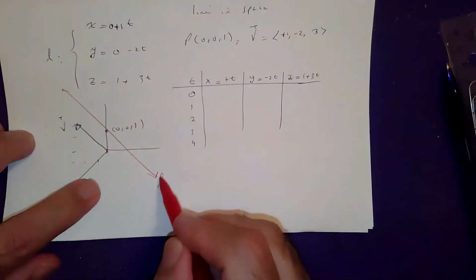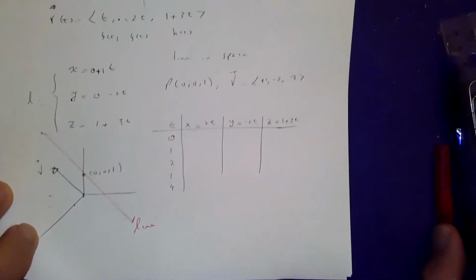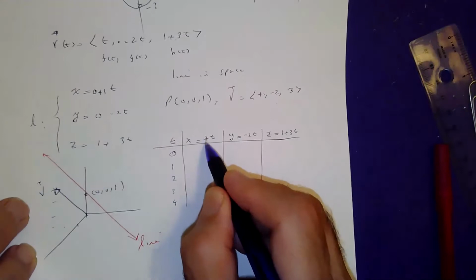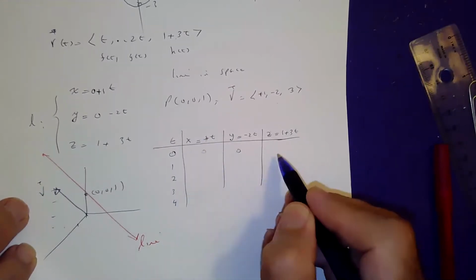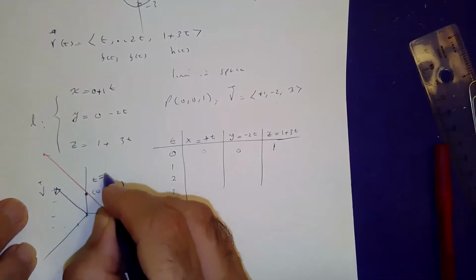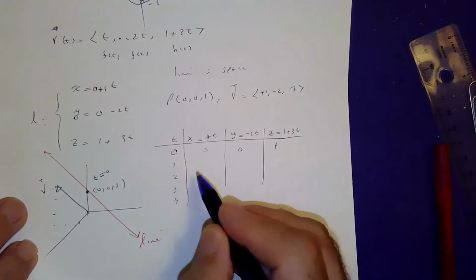The only problem is, what is the direction of the line? I don't know. Pick a point, pick a value for time. What is x? X is 0, y is 0, but z is 1. So it looks to me at time 0, the object was there. Where is the object 1 second later?